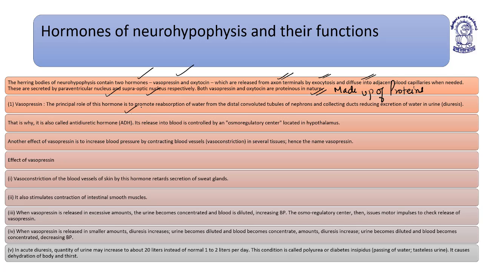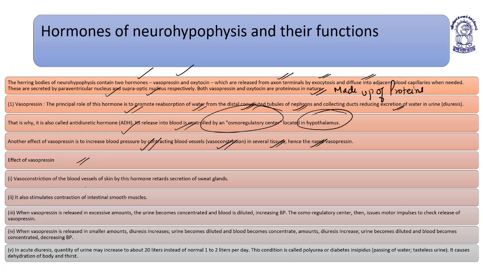Vasopressin. The principal role of this hormone is to promote absorption of water from the distal convoluted tubules of nephrons and collecting ducts during excretion of water in urine, that is diuresis. That is why it is called antidiuretic hormone. Its release in blood is controlled by the osmoregulatory center located in the hypothalamus. Another effect of vasopressin is to increase blood pressure by contracting blood vessels, vasoconstriction in several tissues, hence the name vasopressin.